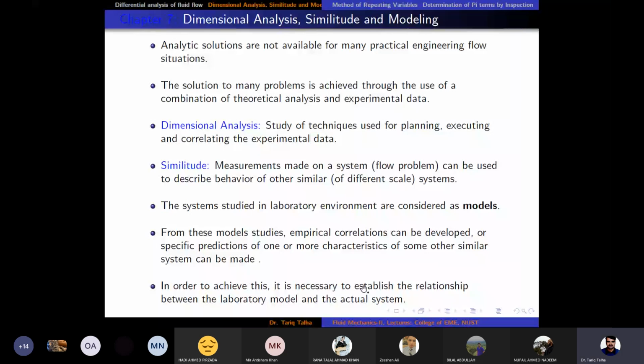When we take the actual system and reduce it, we need to make sure that the flow situation the actual system experiences is replicated on that downscaled model. That is made sure by the modeling approach, which we are going to learn in a week or so.